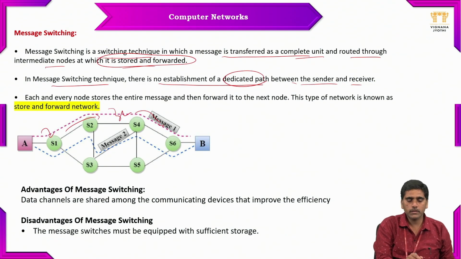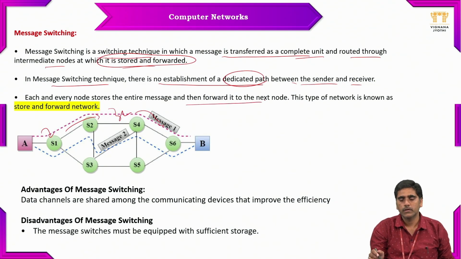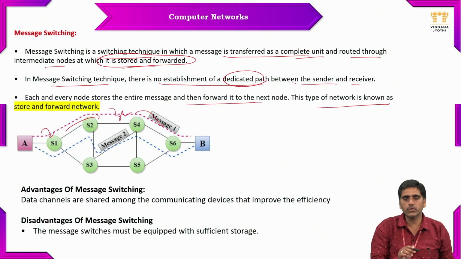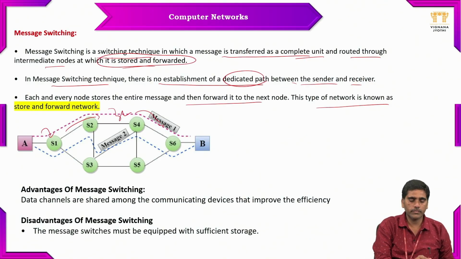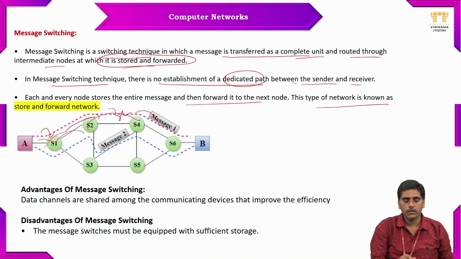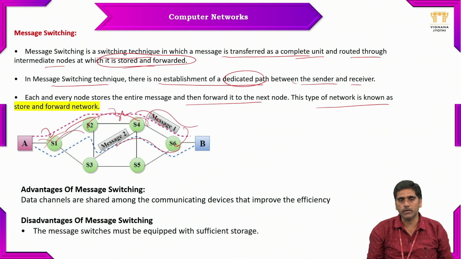So here each and every node stores the entire message and then forwards it to the next node. This type of network is known as a store and forward network. If you see the example, A and B are the sender and receiver. The sender sends the message through the nodes. Each node stores the message and forwards the message. Like this, the message works in a store and forward manner.